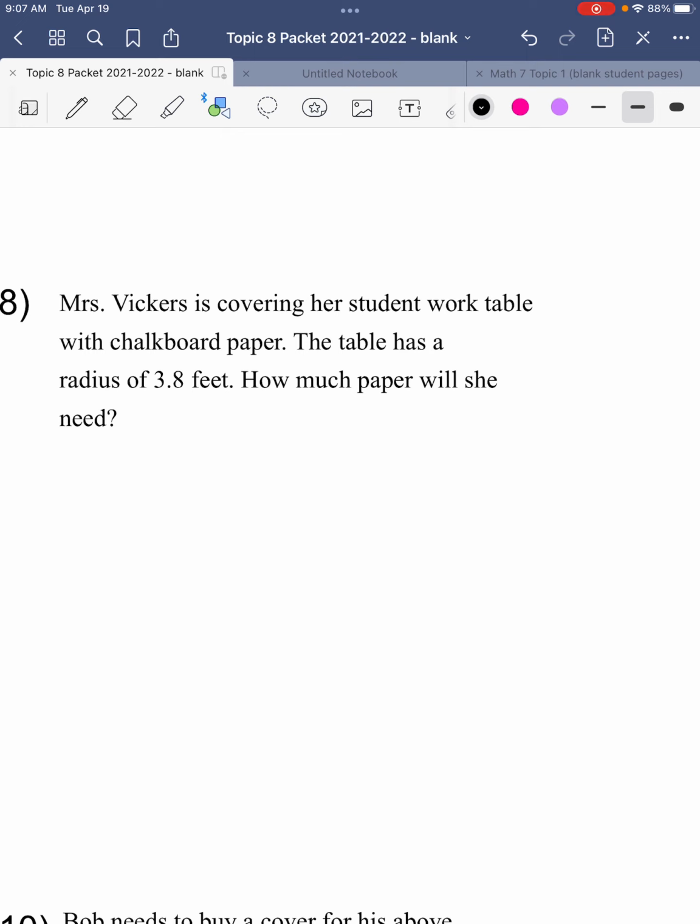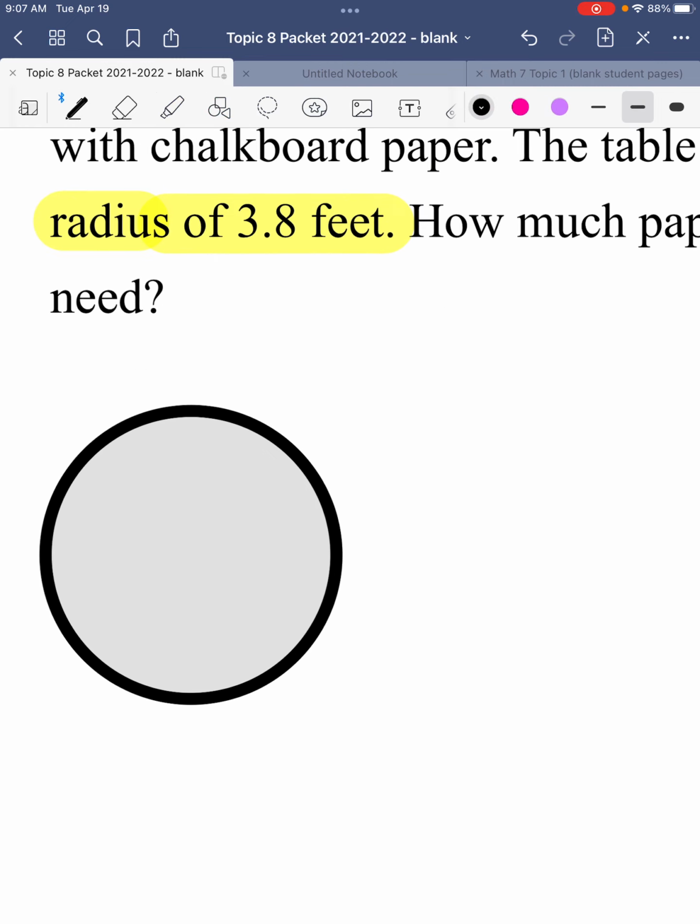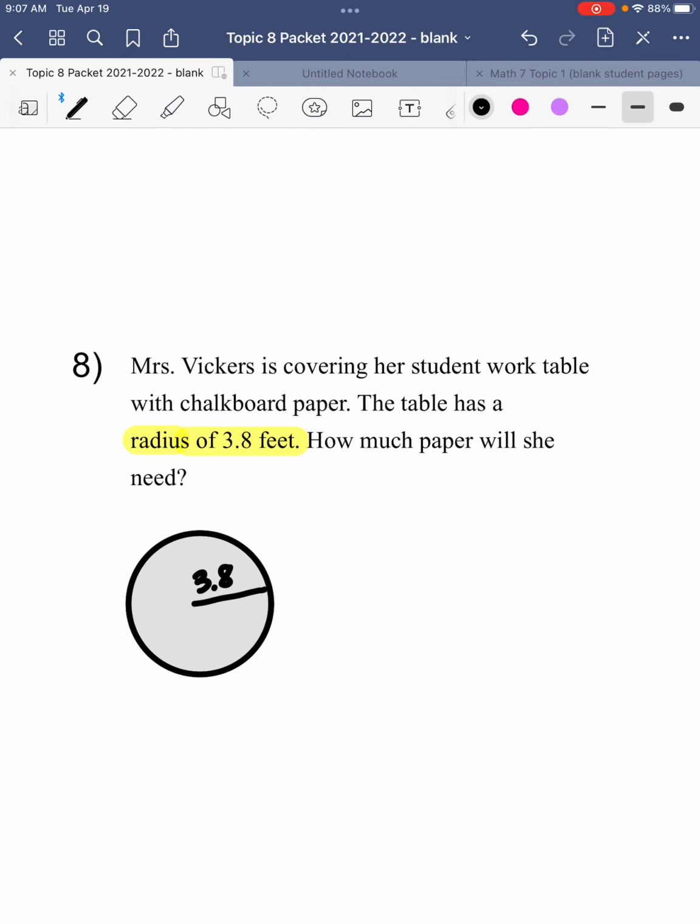Okay, again, I like to start with a drawing just so I know what I'm talking about. So that's the circular table, and it says that the table has a radius of 3.8 feet. So I know that that means it goes from the outside edge to the center. So 3.8, right? So I'm just going to use the area formula. So area equals pi times the radius squared. So I'm going to start plugging some stuff in. So area equals 3.14 for pi. My radius is 3.8, and I need to square that.